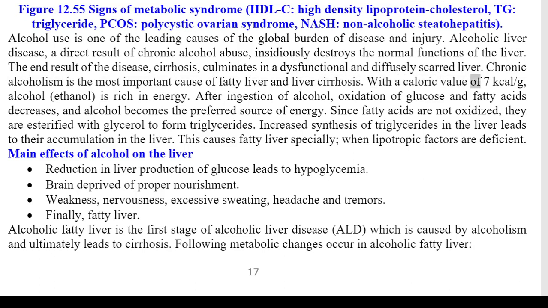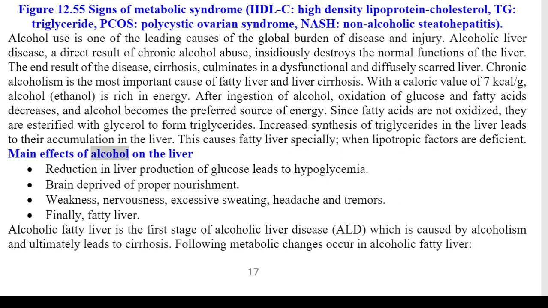With a caloric value of 7 kcal/g, alcohol, ethanol, is rich in energy. After ingestion of alcohol, oxidation of glucose and fatty acids decreases, and alcohol becomes the preferred source of energy. Since fatty acids are not oxidized, they are esterified with glycerol to form triglycerides. Increased synthesis of triglycerides in the liver leads to their accumulation in the liver. This causes fatty liver, especially when lipotropic factors are deficient.